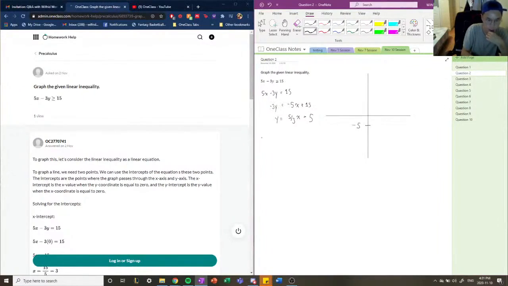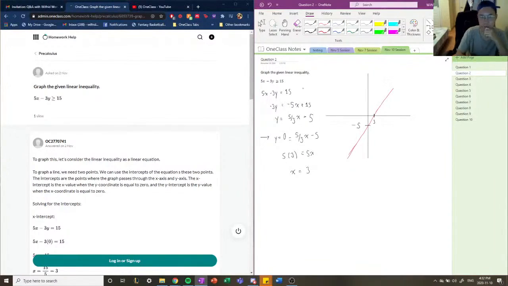So let's say that y equals 0. So 0 equals 5 over 3x minus 5. We move 5 to the other side, times it by 3. So 5x, x equals 3. So our x-intercept is 3 and our y-intercept is negative 5, so we're going to draw a line here. So this is our line, right?